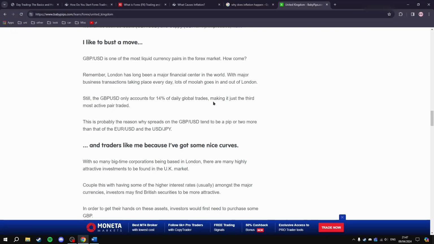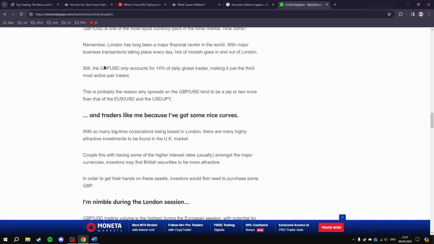Remember, London has long been a major financial centre in the world, with major business transactions taking place every day. Lots of moolah goes in and out of London. Still, the GBP/USD only accounts for 14% of daily global trades, making it just the third most active pair traded. This is probably the reason why spreads on the GBP/USD tend to be a pip or two more than that of the Euro/USD and the USD/JPY.